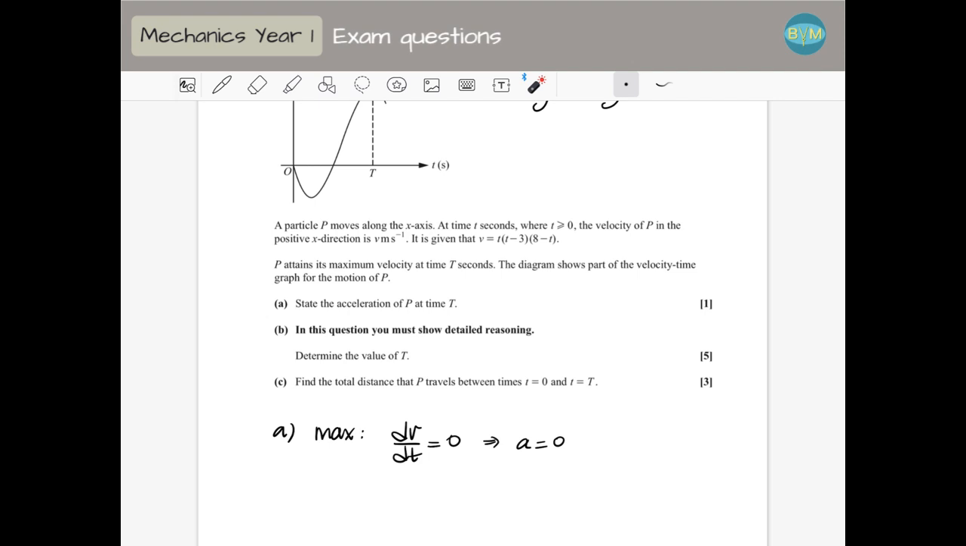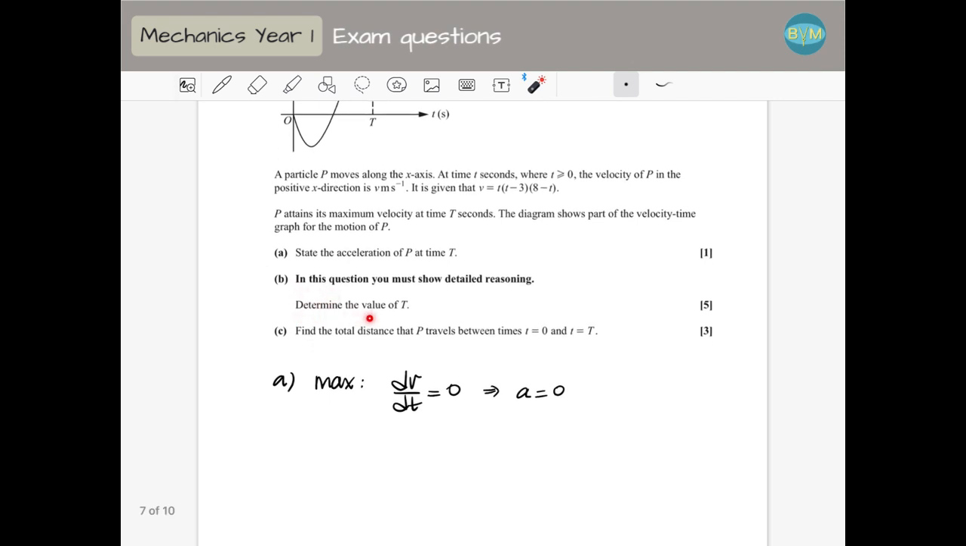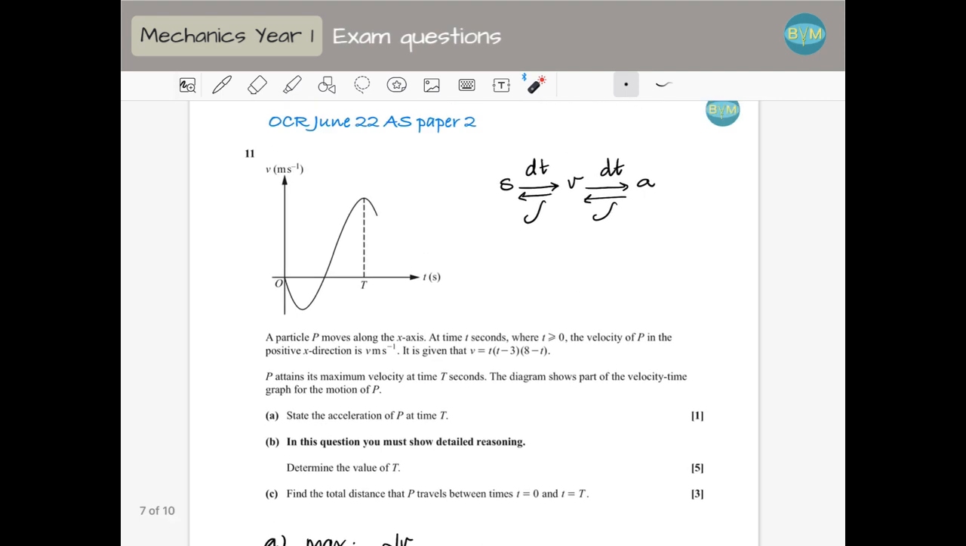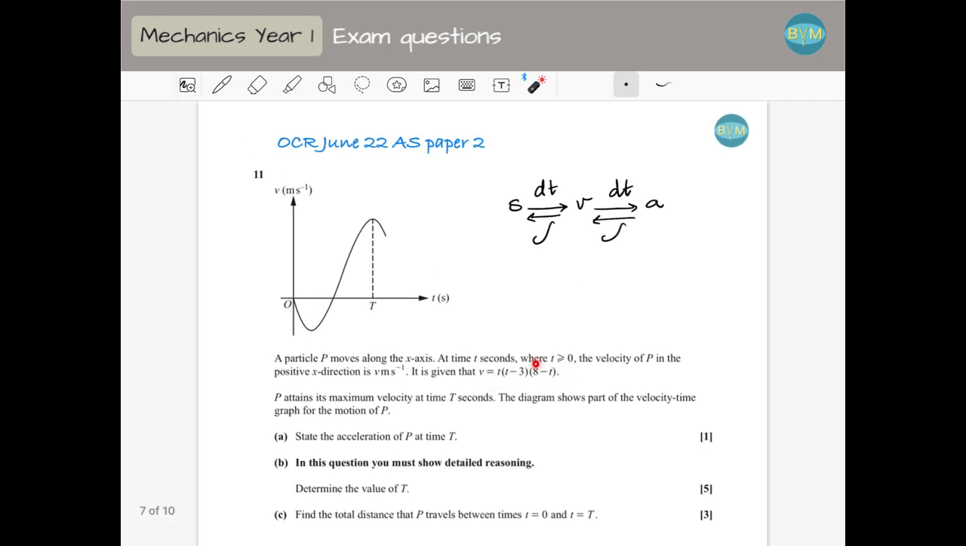The next part says determine the value of T. So we are looking for this maximum. So remember, when we look for a maximum, we are differentiating the function. So we are differentiating the velocity function. I'm going to rewrite it, expanding brackets, because for differentiation it is better. I'm not doing anything else.